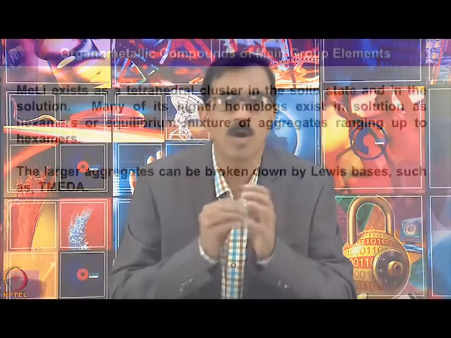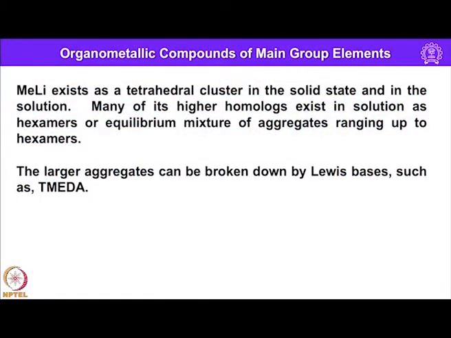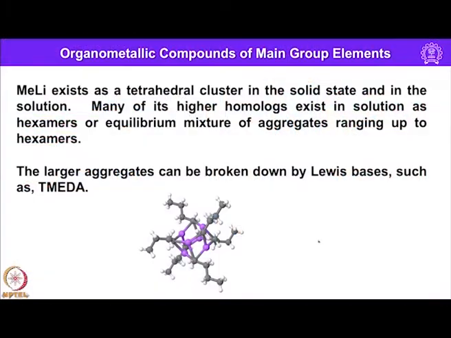Many of its higher homologues exist in solution as hexamers or equilibrium mixtures of aggregates ranging up to hexamers. The larger aggregates can be broken down by Lewis bases such as TMEDA, that is tetramethylethylenediamine. You can see here it can also exist in hexameric form, something like this here. We have 6 lithium atoms and 6 alkyl groups.